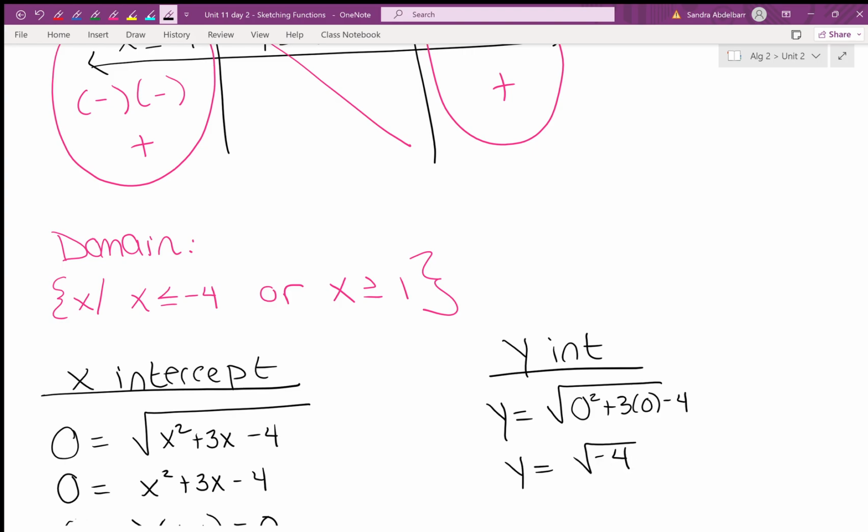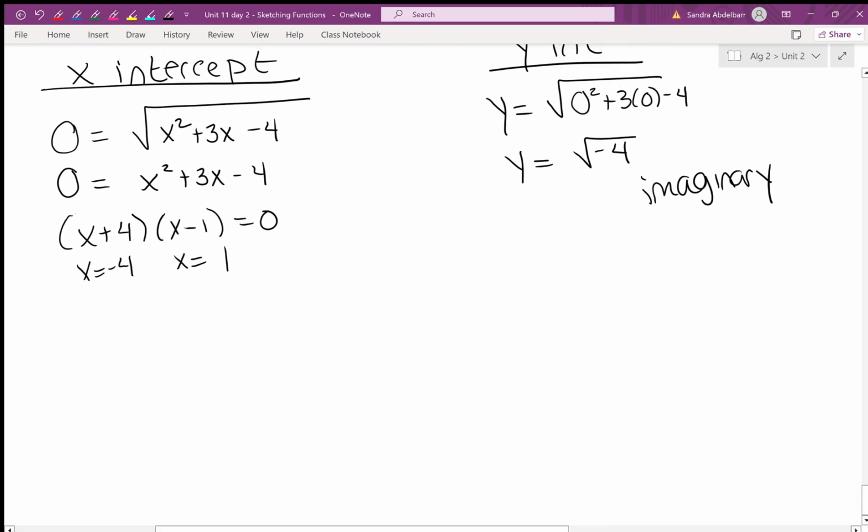What do we realize? Imaginary. So no y-intercept there. Are we ready to see what this graph will look like? Dylan, are you ready? I know you feel the anticipation right now.